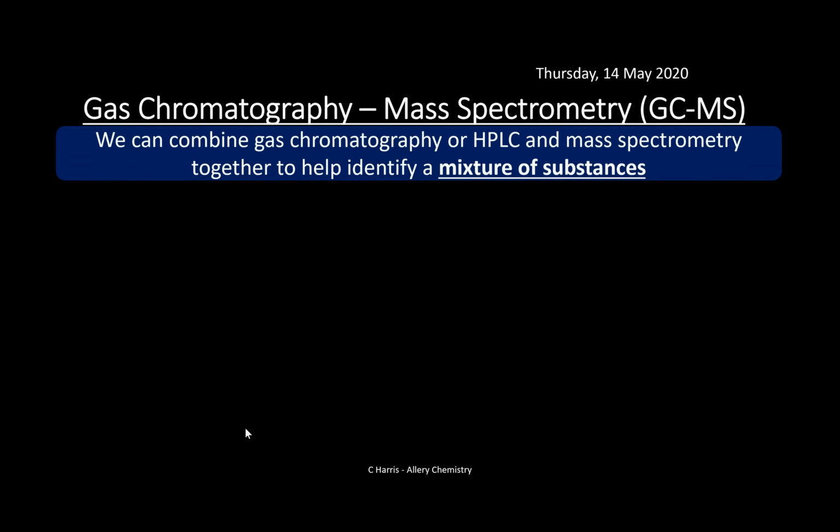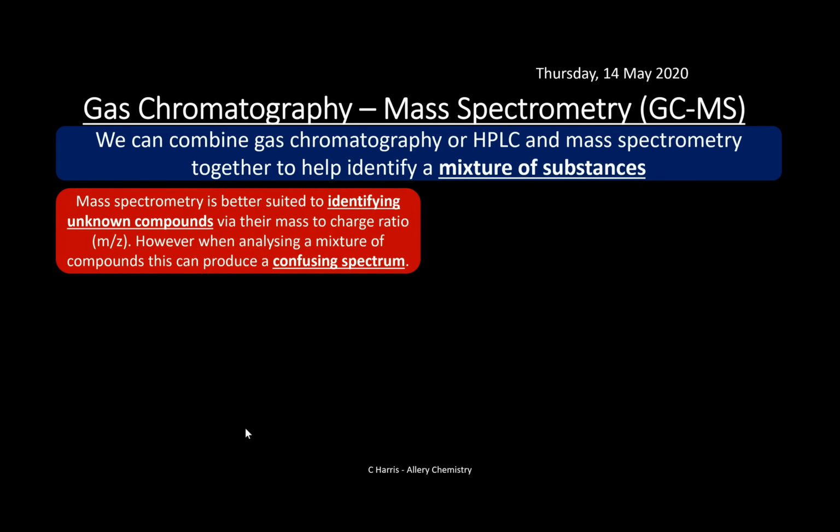Okay, so gas chromatography mass spectrometry, GCMS. What we can actually do is combine gas chromatography or HPLC, so we can take either of them, and connect it with a mass spectrometer, and that helps to identify the substances in a mixture. So it works fairly straightforwardly.